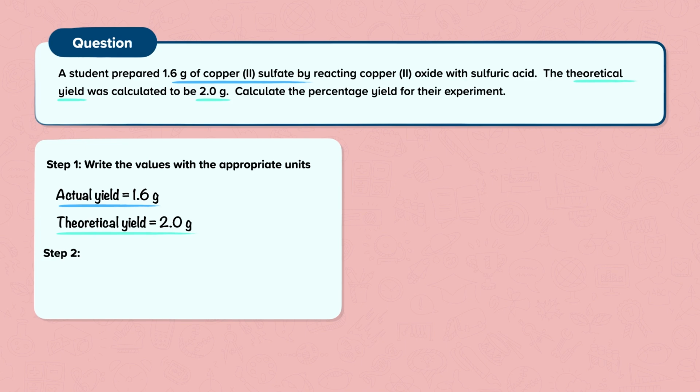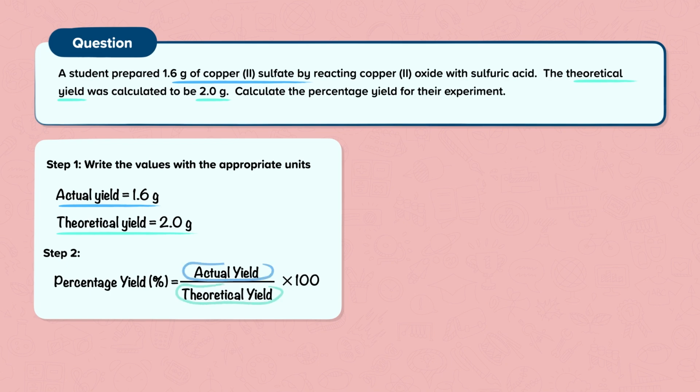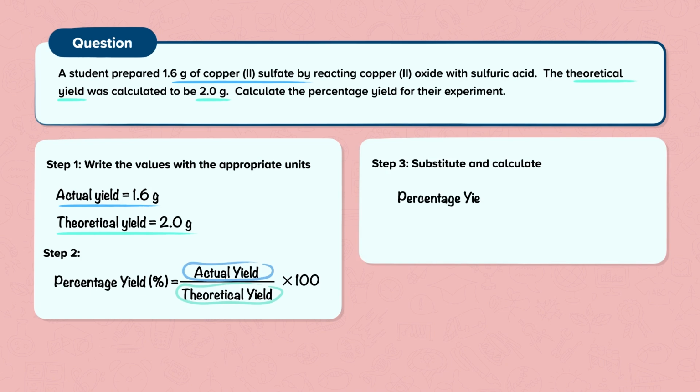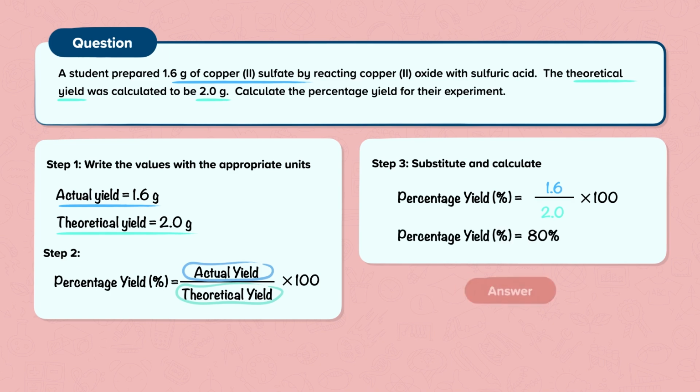Next, we state the formula that links percentage yield, actual yield, and theoretical yield. And finally, we substitute the values into the formula. This gives 1.6 divided by 2 multiplied by 100, which is 80%. So that is the percentage yield from this reaction.